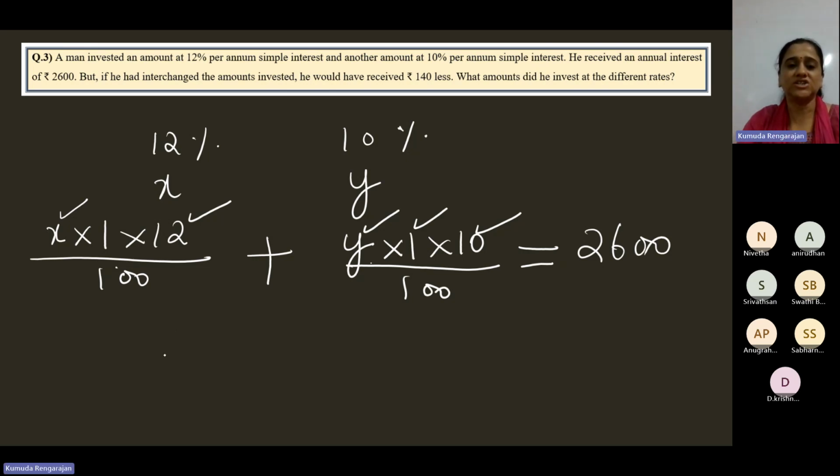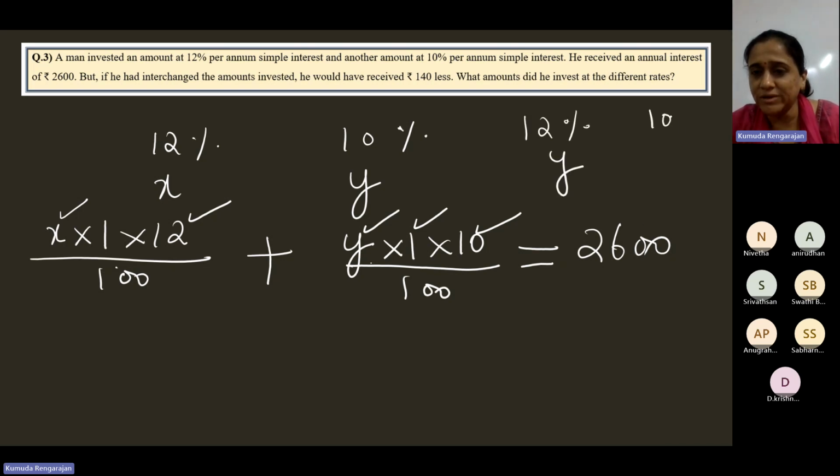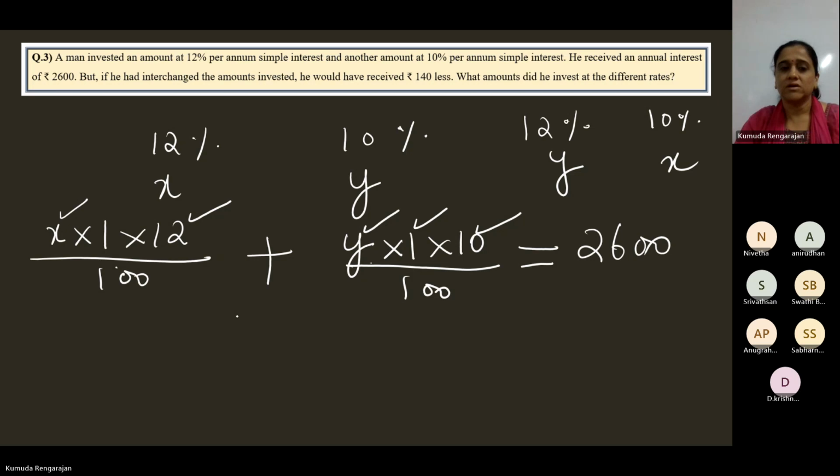But if he had interchanged the amounts invested, so if he had done 12% on Y rupees and 10% on X rupees, then he would have received 140 rupees less. He doesn't get 140 rupees. He gets 140 rupees less.